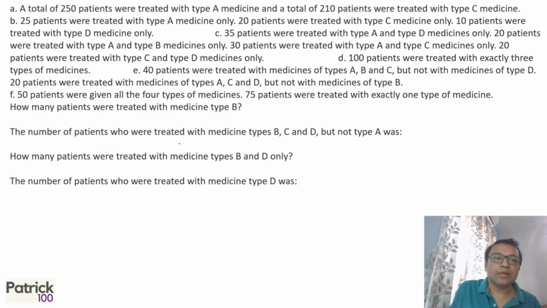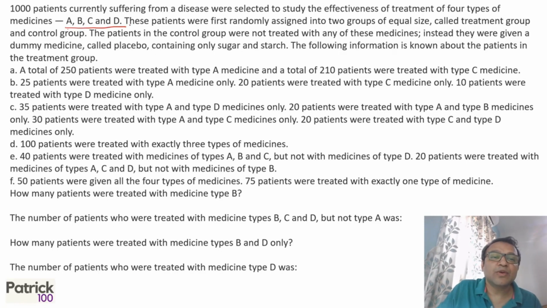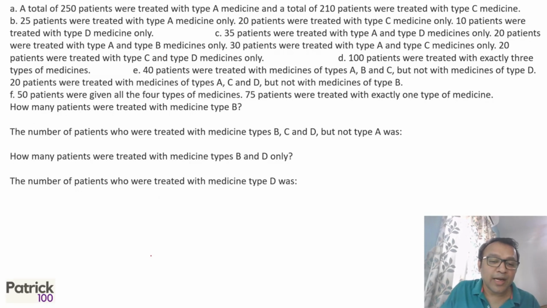If you read it properly, 1,000 patients were there. These patients were first randomly assigned to two groups of equal size, treatment group and control group. So both were 500, 500. Now, the patients in the control group were not treated with any of the medicines; instead they were given a dummy medicine. So that means they were not treated at all. So we are looking at A, B, C, D for the 500 people. Therefore, when you draw a Venn diagram, we are focusing on the 500 people which are there.